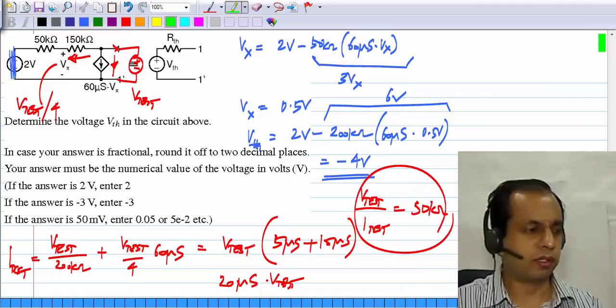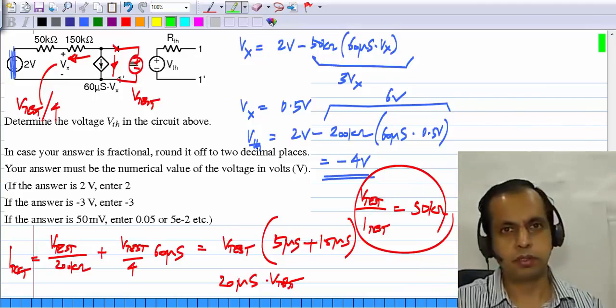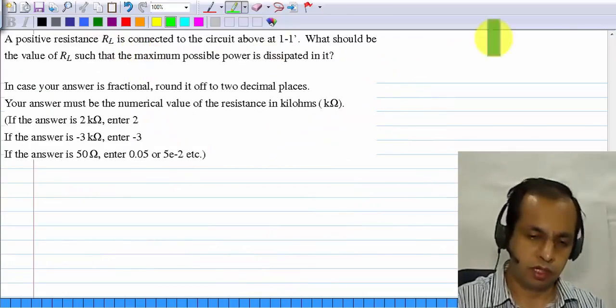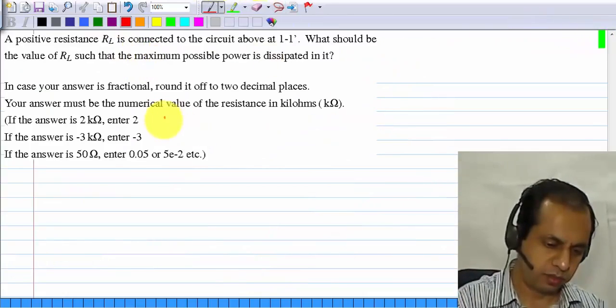So the resistance here is 50 kilo ohms. The resistance RL required is 50 kilo ohms.